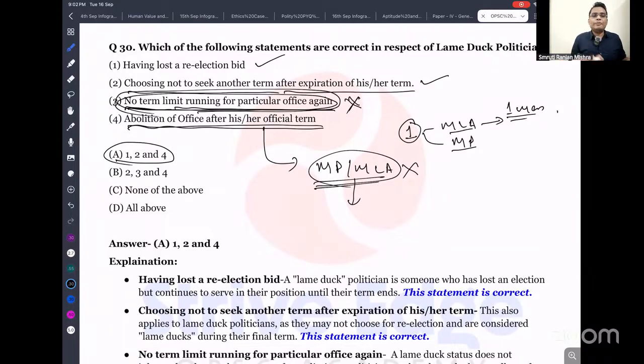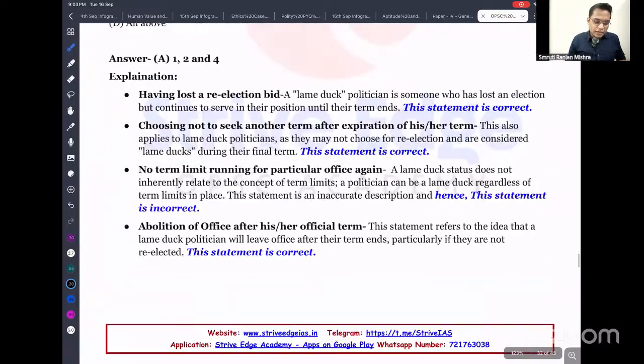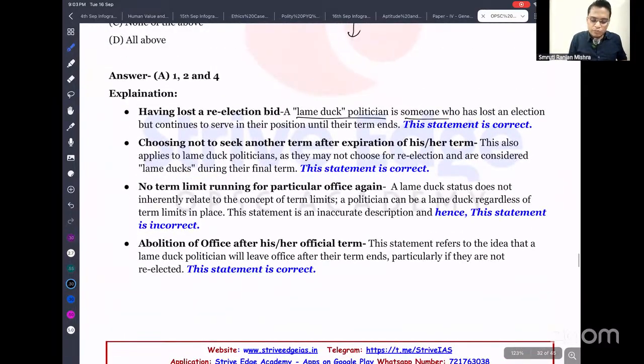Lame duck means you have lost the election but you have not yet resigned, because there is some duration after that before you have to resign. This duration is called the lame duck session or lame duck duration. Here, a lame duck politician is someone who lost the election but continues to serve their position until their term ends. Choosing not to seek another term after the expiry of his or her term also applies to lame duck politicians.